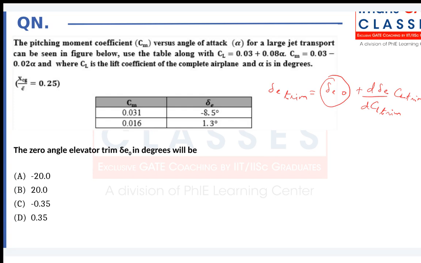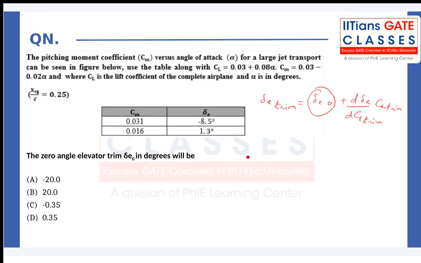B. Okay, what about the others? Delta E naught is minus Cm naught by Cm delta E, right? And we have both the quantities. Cm naught is here, Cm delta E we just found out. So I'm getting 20 degrees, correct? Let's go on to the next question.